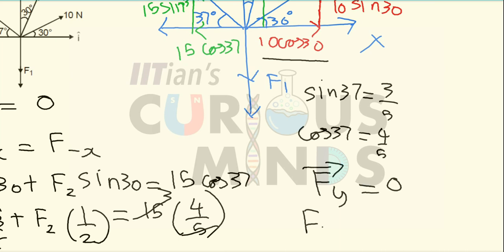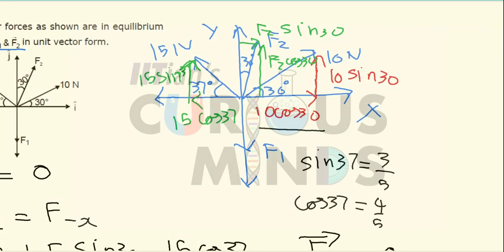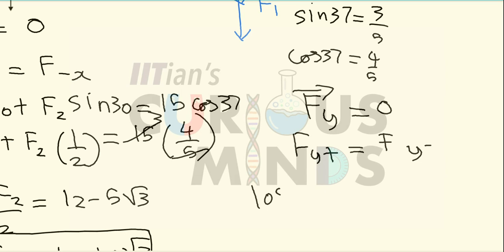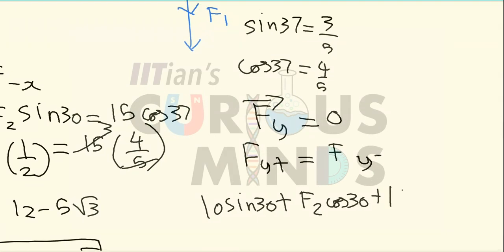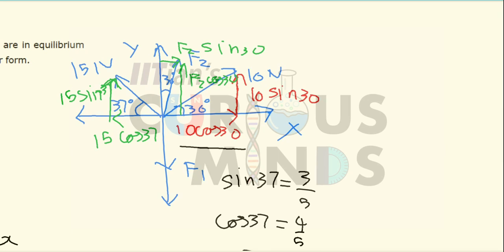That is, the total force in the positive y-axis will be equal to the total force in the negative y-axis. Okay. So basically, let us see what are the forces in the positive y-axis. It is equal to 10 sin 30 plus F2 cos 30 plus over here it will be equal to 15 sin 37. All these three forces are in the positive direction, in the positive y-axis.